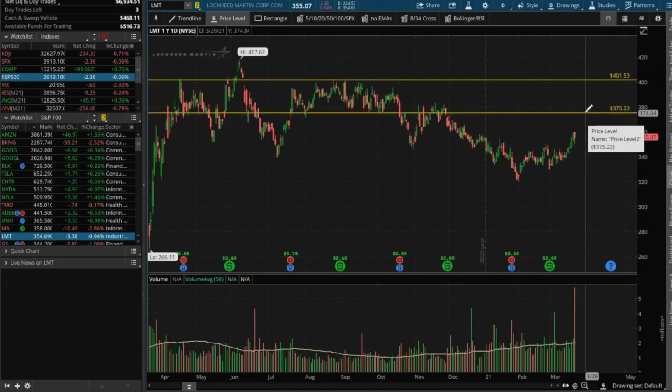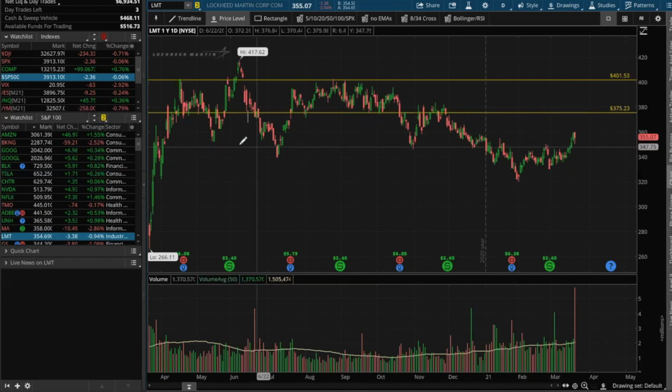I would say the new resistance is here. We had an area that was a support zone. If I do this line here, look what comes into play. It kind of bounced that area, broke below it, came here, and now it came into play as a resistance here, but it looks like we have broken above it. So now next is really 375, hopefully, for Lockheed Martin.